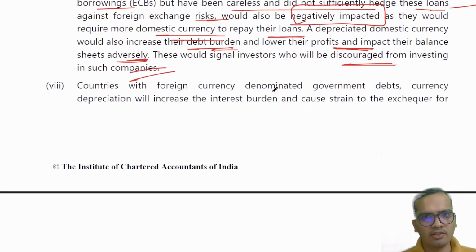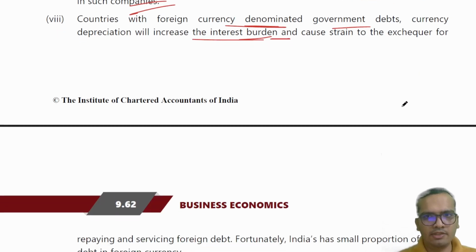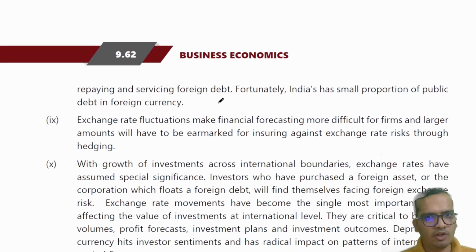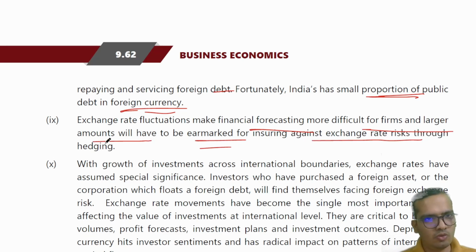For countries with foreign currency denominated government debts, currency depreciation will increase their interest burden. फॉरेन एक्सचेंज रेट अगर करेंसी डिनोमिनेट हुआ, मतलब सामने वाला ये हुआ ज़्यादा पैसे देना पड़ रहा है, तो हमारा इंटरेस्ट कॉस्ट भी बढ़ गया है and causes restraint on the exchequer for repaying and serving foreign debts. Fortunately, India has a small portion of public debt in foreign currency. Exchange rate fluctuations make financial forecasting more difficult for firms, and a larger amount will be earmarked for insuring against foreign exchange rates through hedging.